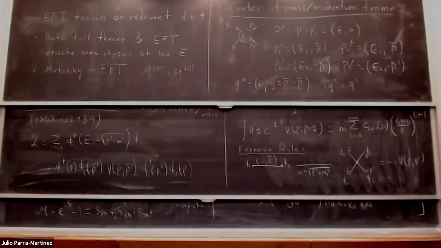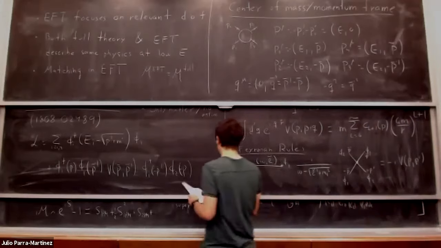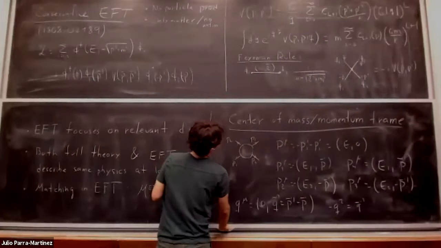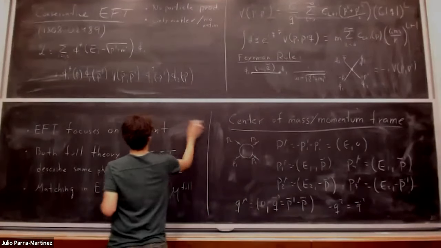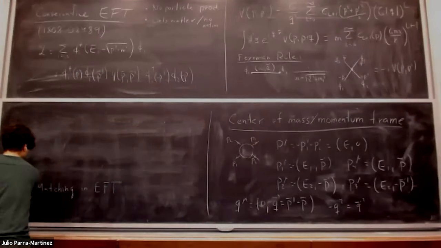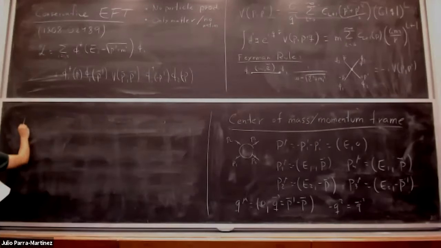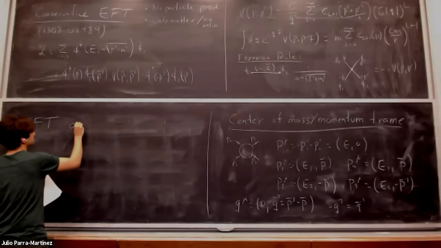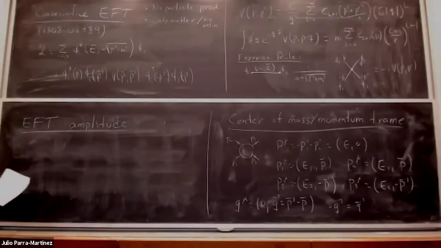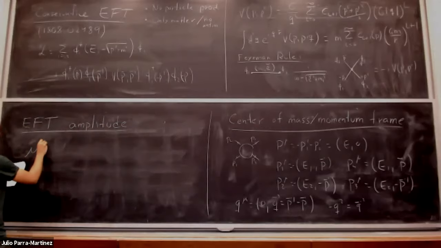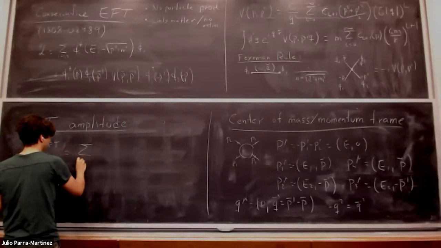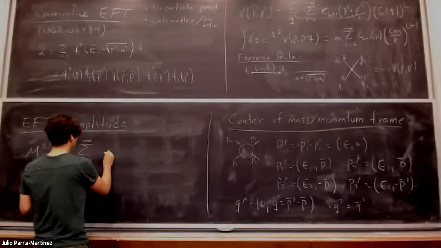Using a convention. So it's very simple. Now we can compute the amplitude, at least in a formal way, to all orders. What does the EFT amplitude look like? So the EFT amplitude is just going to look like a sum over bubbles, to infinity, and then it's something that looks like this.